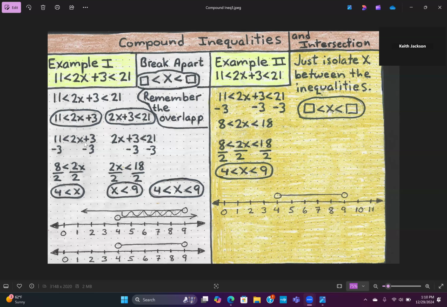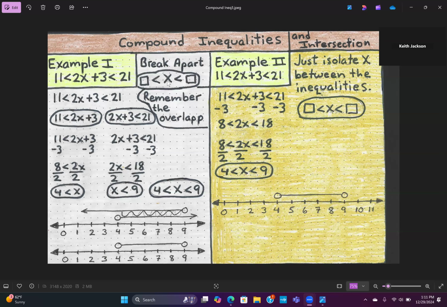And so now here's what we have: 8 is less than 2x. Let's look at that for just a second. Now we're in the position where we can divide by 2, because it is next to the variable x, and we divide by 2 on both sides of this inequality. 2 divided by 2 gives us 1x, or just x, and 8 divided by 2 gives us 4. This lets us know that x is greater than 4 on this side.